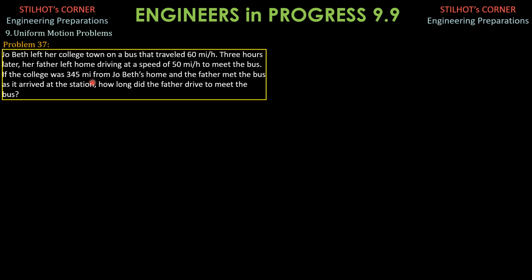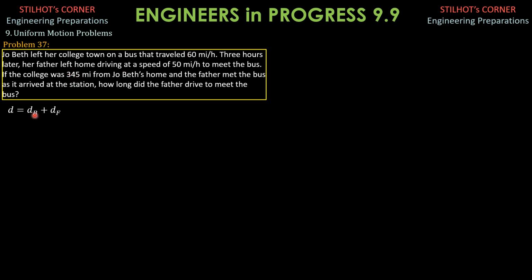So the distance is 345 miles, and this is the distance traveled by the bus plus the distance traveled by the father. They only differ in travel time. For the bus, the travel time is t plus 3 hours, ahead of Jo Beth's father, because the travel time of her father is t, which is unknown. So distance equals speed times time. So d is the distance traveled by the bus plus the distance traveled by the father. And d here is equal to 345 miles.